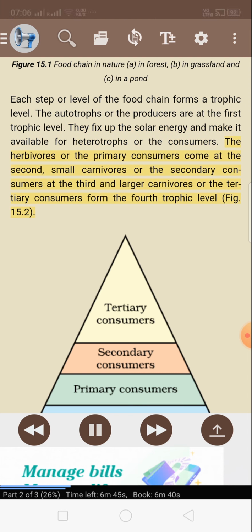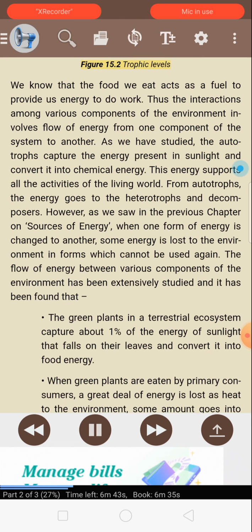The herbivores or the primary consumers come at the second, small carnivores or the secondary consumers at the third, and larger carnivores or the tertiary consumers form the fourth trophic level. Figure 15.2. Trophic levels.